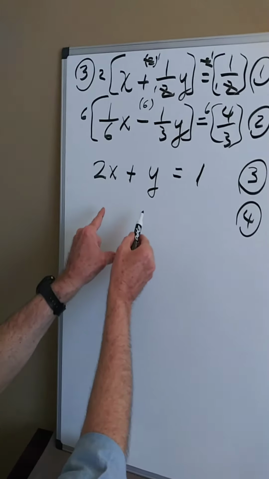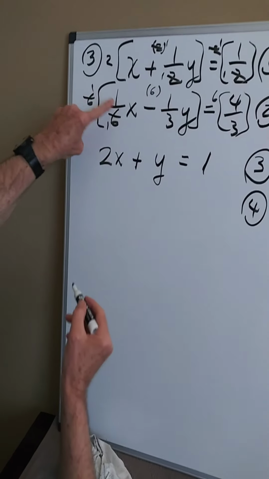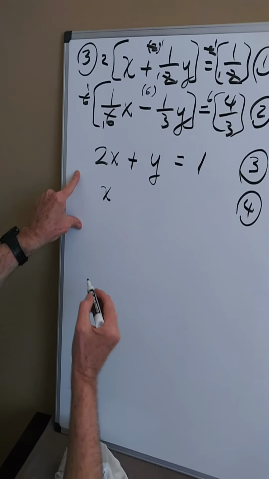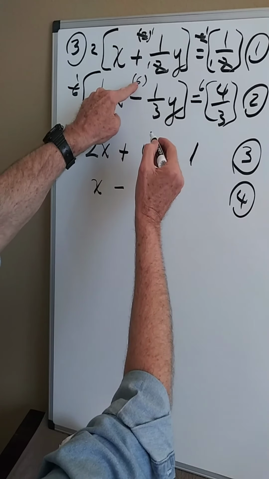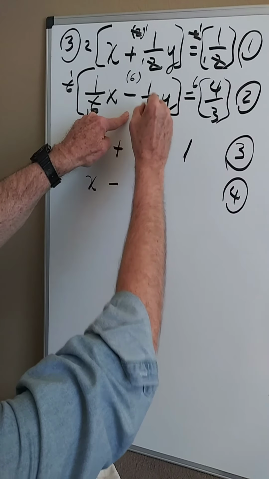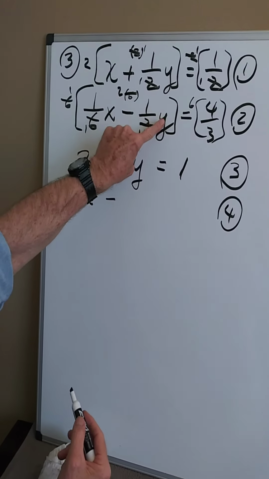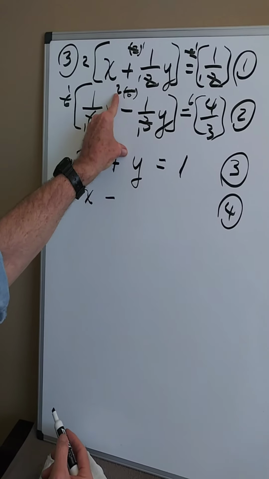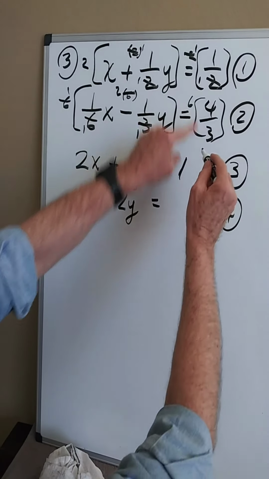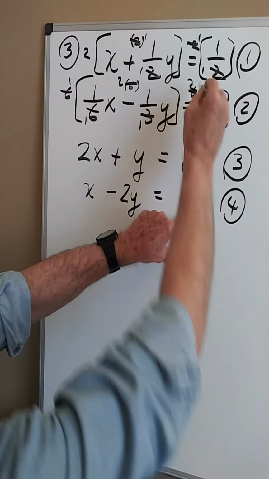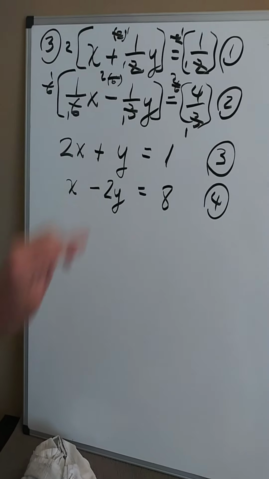Number 2 will become number 4. Cancel. 1 times 1x, x. Negative. The 3 and the 6 will cancel. 3 divides into itself once, into 6 twice. 2 times a negative 1y is a negative 2y. Cancel. 1, 2, 8. Don't care any longer about 1 and 2.